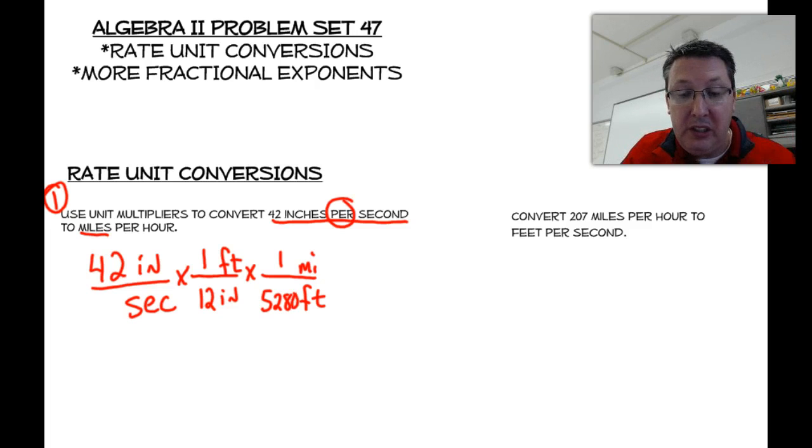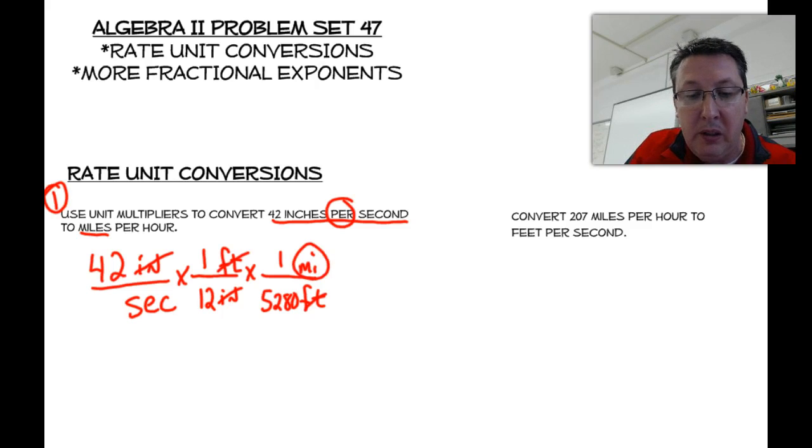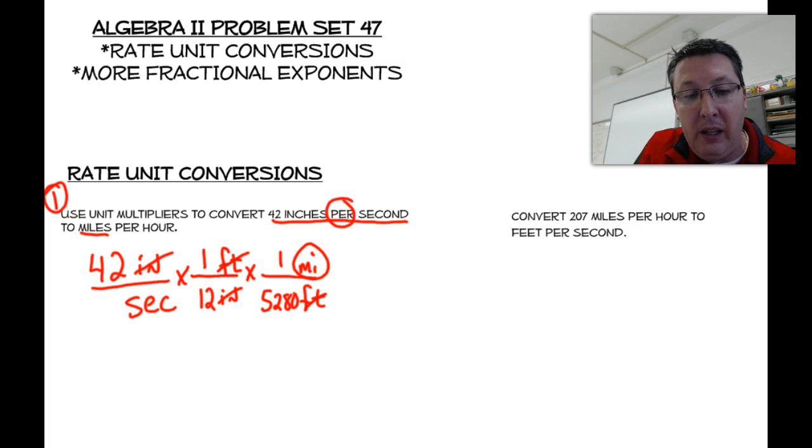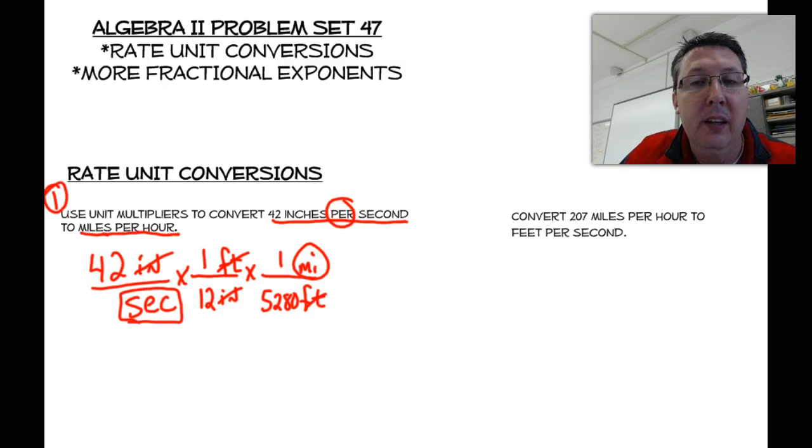All right, if I were to stop right here and multiply it across, my units cancel. Inches cancel, feet cancel, and right now I have miles per second. Well, that's not quite what I want. I have the miles part, but I want miles per hour. So now I need to convert these seconds into hours.